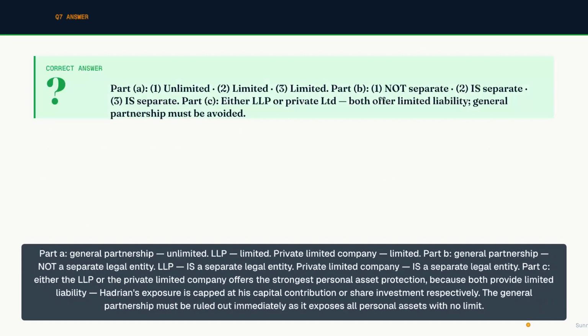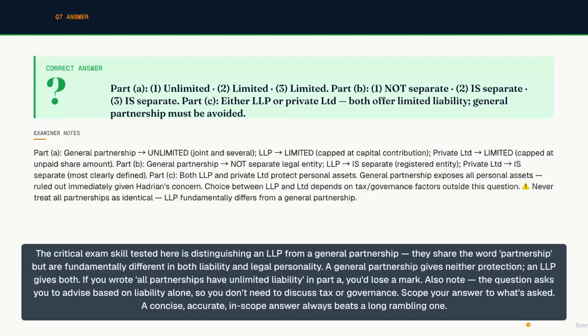The critical exam skill tested here is distinguishing an LLP from a general partnership. They share the word partnership, but are fundamentally different in both liability and legal personality. A general partnership gives neither protection, an LLP gives both. If you wrote all partnerships have unlimited liability in Part A, you'd lose a mark. Also note, the question asks you to advise based on liability alone, so you don't need to discuss tax or governance. Scope your answer to what's asked. A concise, accurate, in-scope answer always beats the long, rambling one.